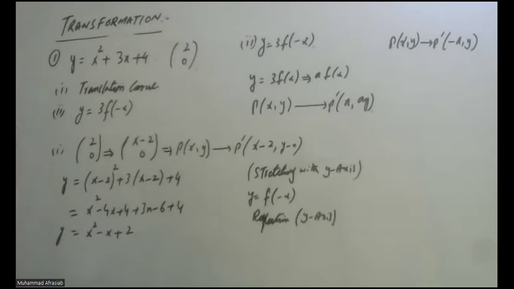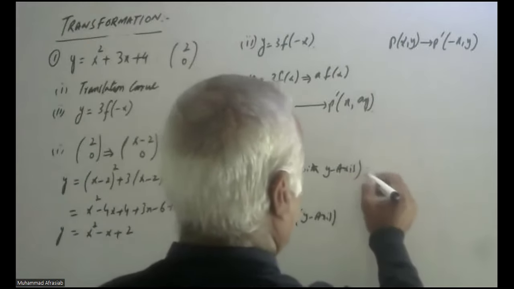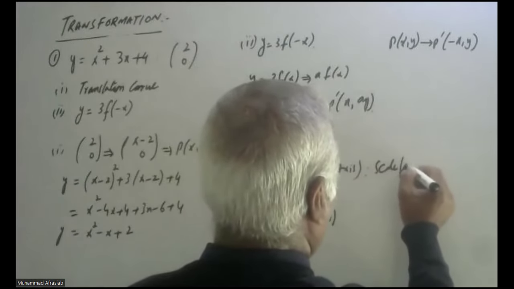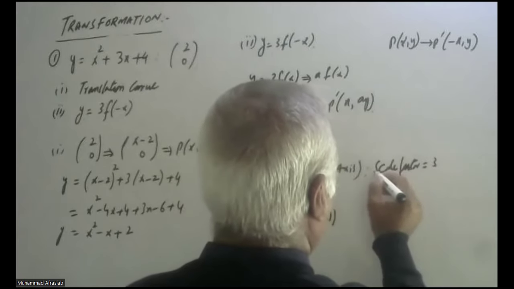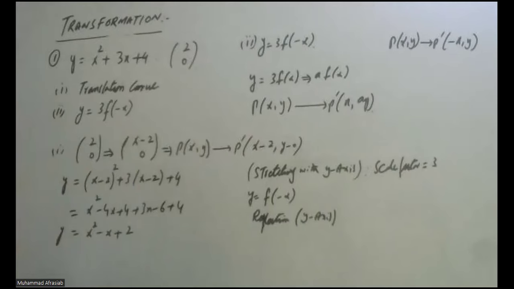So y is equal to 3f of minus x means there are two transformations in this part. First, it is the stretching with scale factor 3 along the y-axis, and in the second part minus x means it is a reflection in the y-axis, and the form of the transformation for this part is (x, y) changed to (minus x, y). So this is question number 1 of this transformation topic.